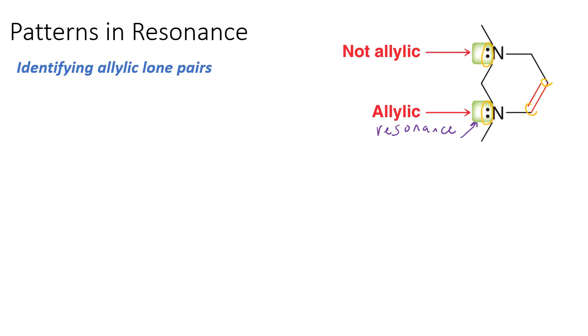The ones on the top are not allylic to that double bond. So these are one away, and then you have your nitrogen, and then they're essentially 2 away from that carbon-carbon double bond. So those are not considered allylic lone pairs, and they are not going to participate in resonance.